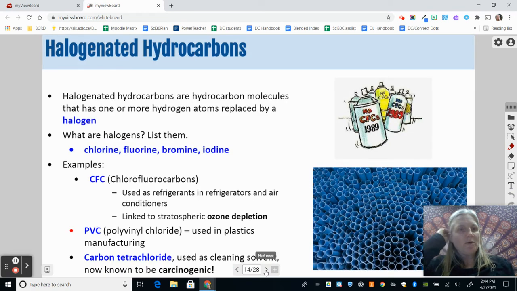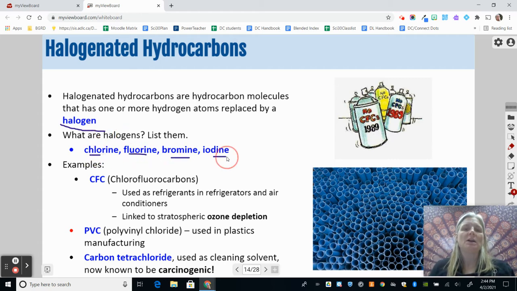All right, a little bit more about halogenated hydrocarbons. So these are where you replace a hydrogen atom by a halogen atom. So what are halogens? Those are chlorine, fluorine, bromine, and iodine. And some examples, you may have heard of CFCs. These are chlorofluorocarbons. These used to be used as refrigerants in refrigerators and air conditioners, but we stopped using these because they were depleting our ozone layer.